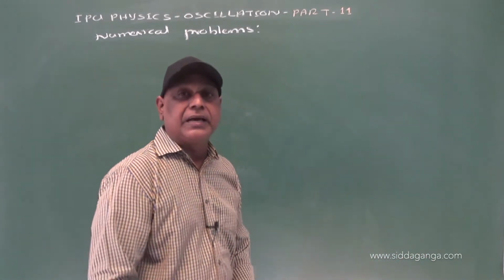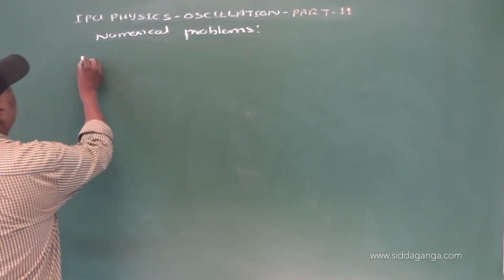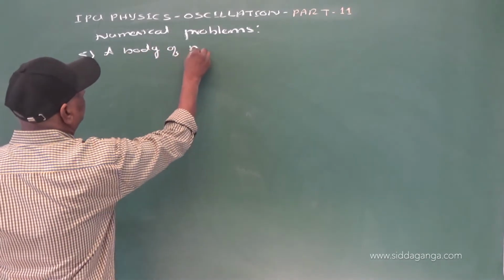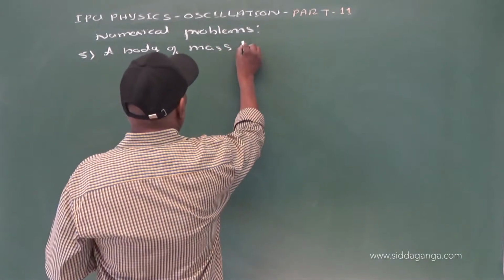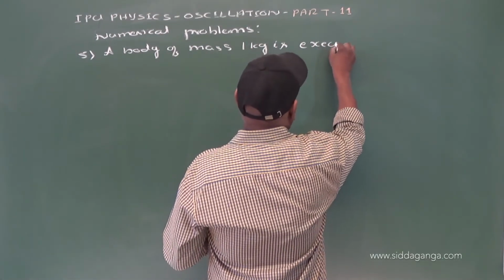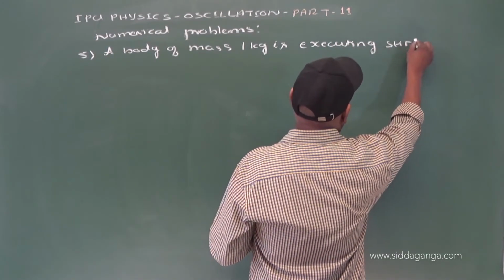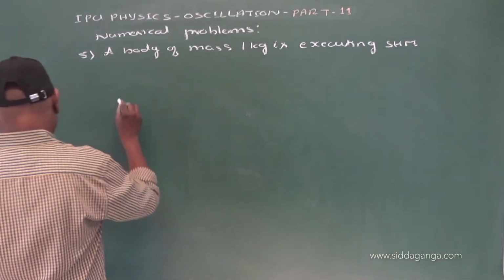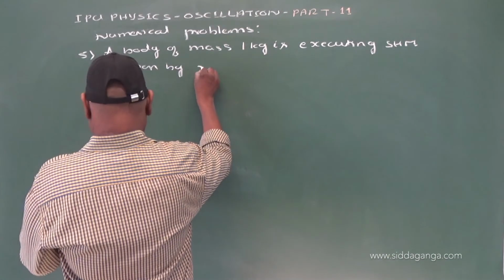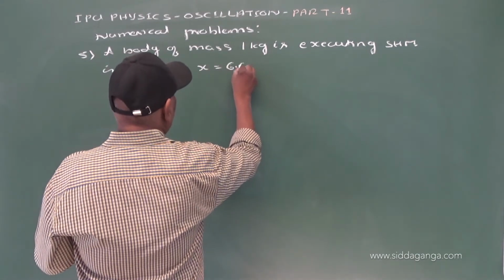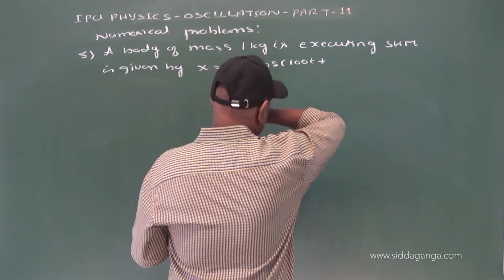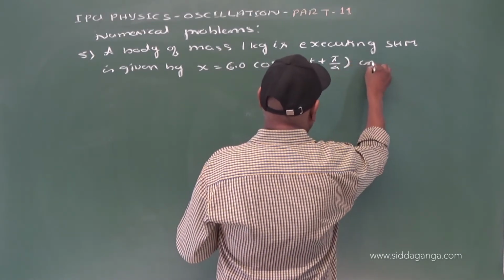Now, we'll take another problem, that is the problem number 5. A body of mass 1 kg is executing simple harmonic motion given by x is equal to 6.0 cos 100t plus pi by 4 centimeter.